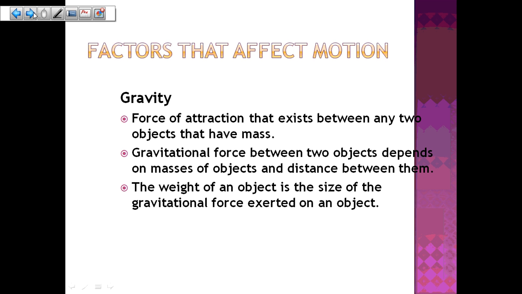Another factor that affects motion is gravity. Gravity is a force of attraction that exists between any two objects that have mass. The gravitational force between two objects will depend on two factors, and they are the mass of the objects and the distance between those objects. The weight of an object is the size of the gravitational force exerted on an object. So when you're talking about the weight of something, you're really talking about how much gravitational force is being exerted on that object.